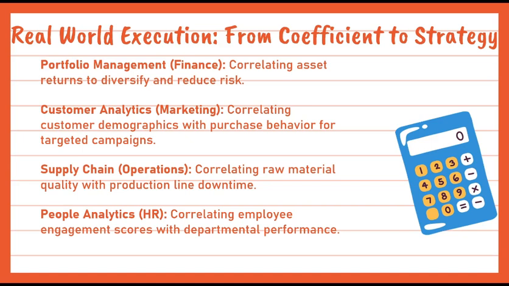In HR, the correlation between employees' engagement score and the performance of a particular department can be used to understand to what extent employee engagement helps departmental performance, or whether it is nowhere related to employee engagement, etc. So these are some examples. You can actually expand beyond these examples also. This is just a starting point.